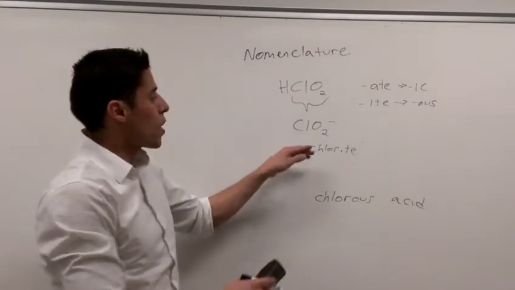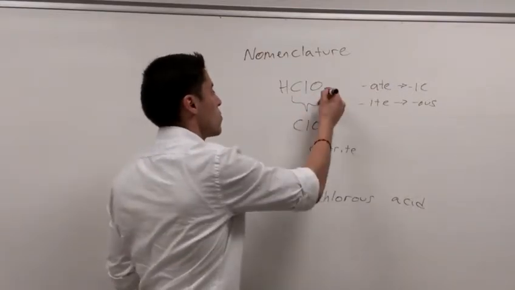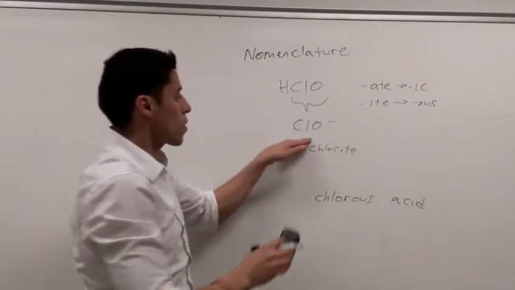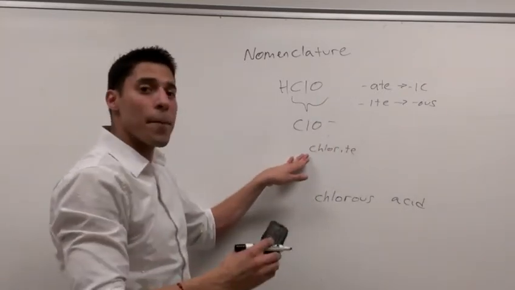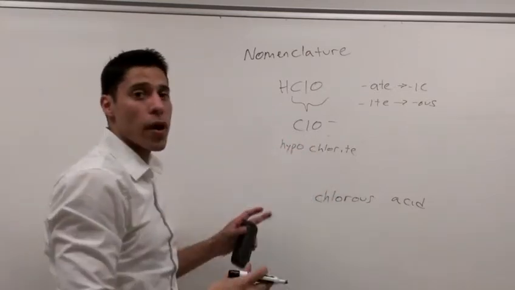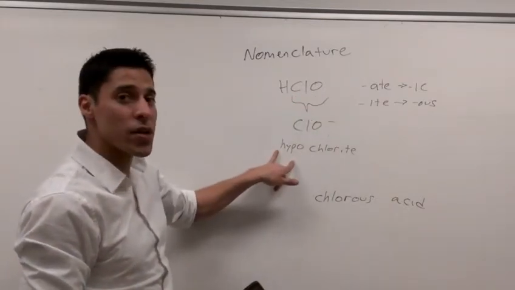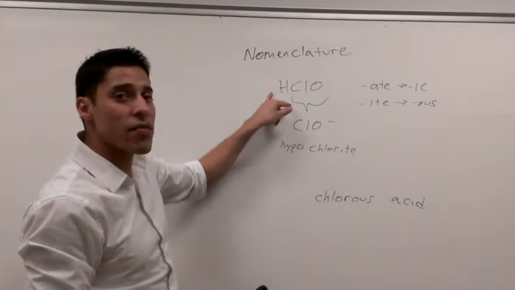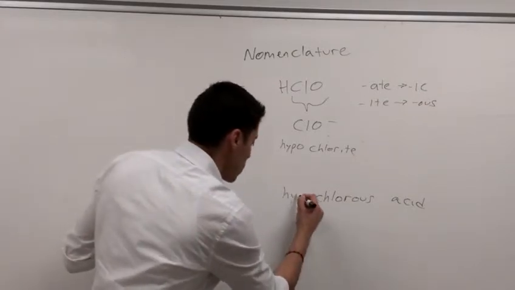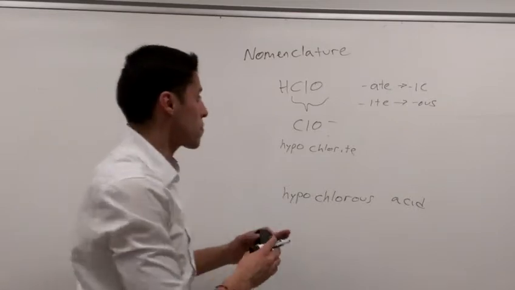So going back to this one, if we remove another oxygen, just having one oxygen, this is now hypochlorite. And remember, whatever prefix the oxyanion carries, when you're naming the acid, it's going to have the same prefix. So this is going to be hypochlorous acid. And that's all there is to it.